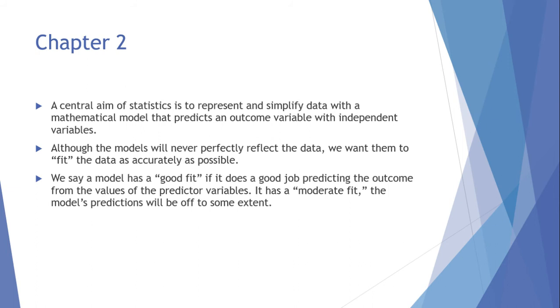So we say a model has a good fit if it does a good job predicting the outcome. Remember that with my example, the outcome is what you got on the quiz, from the values of the predictor variable or independent variable. And in my example, the predictor variable is what? Remember, it's what you got on the test, right? You're using the test score to predict your quiz score. If it has a quote-unquote moderate fit, the model's prediction will be off to some extent.